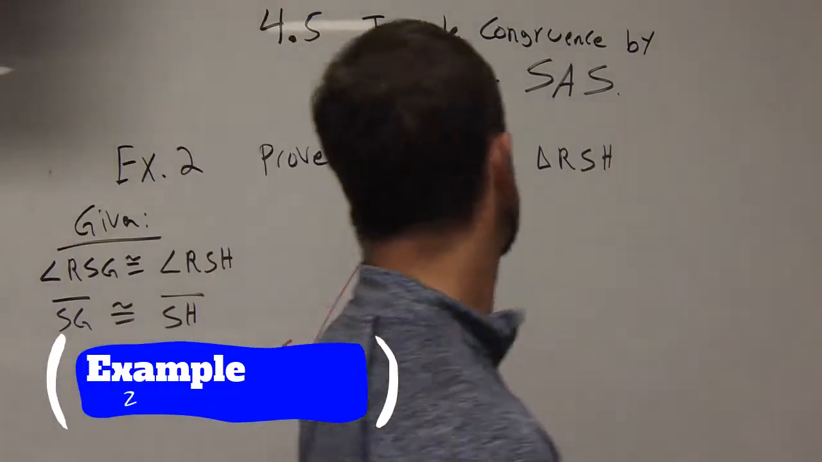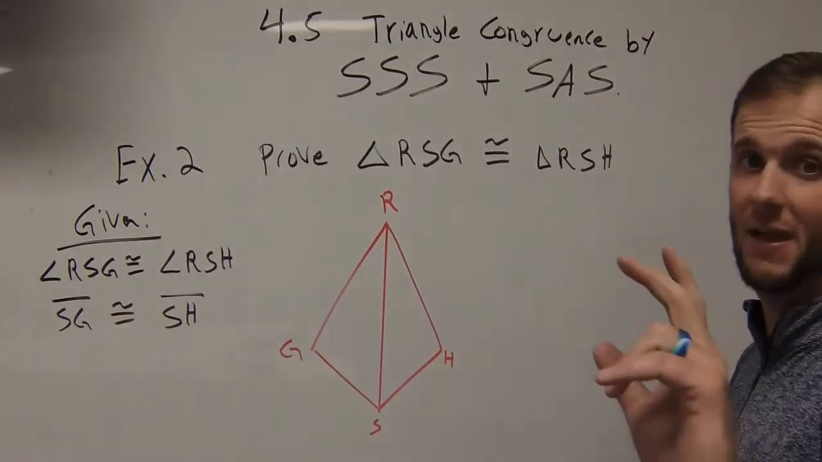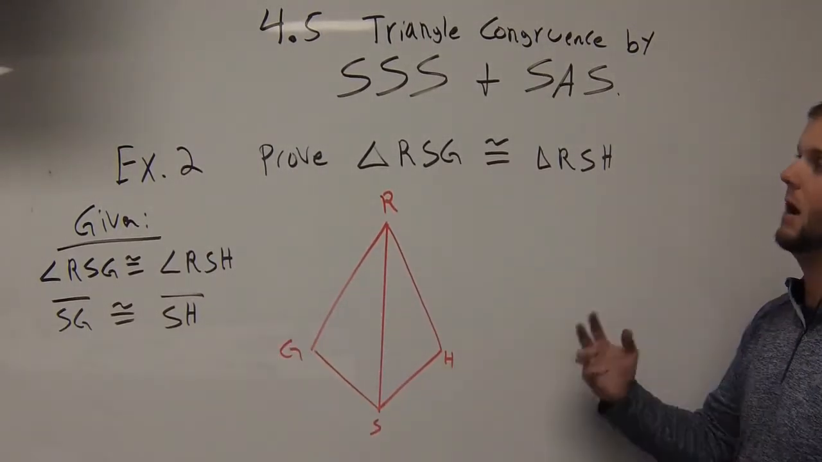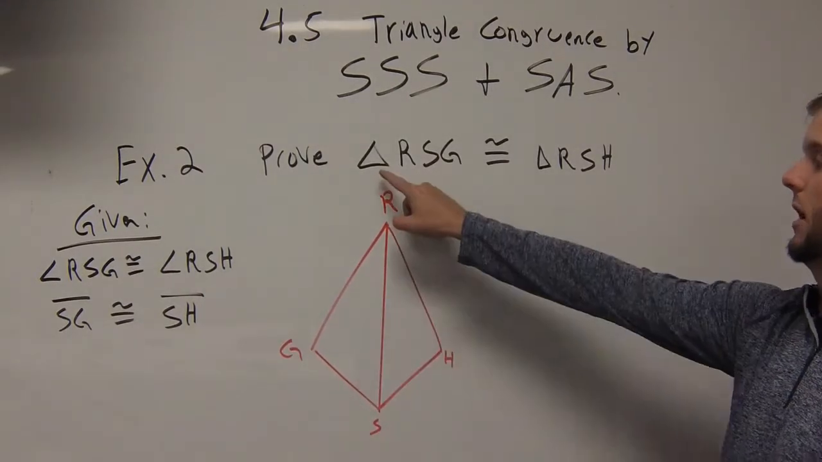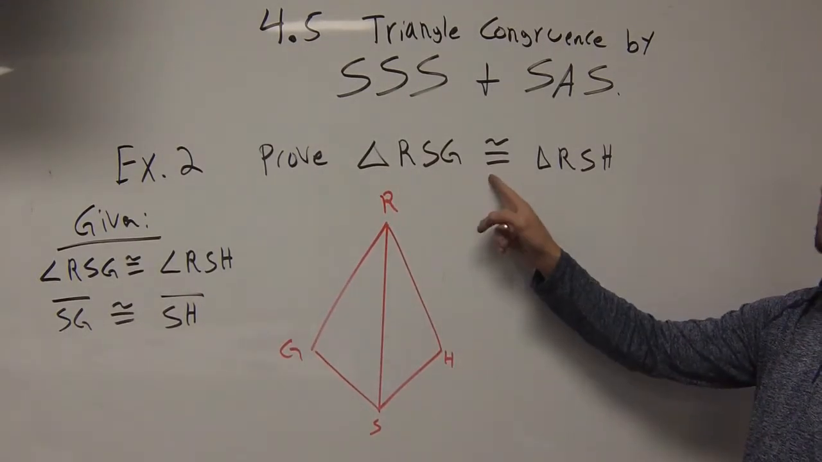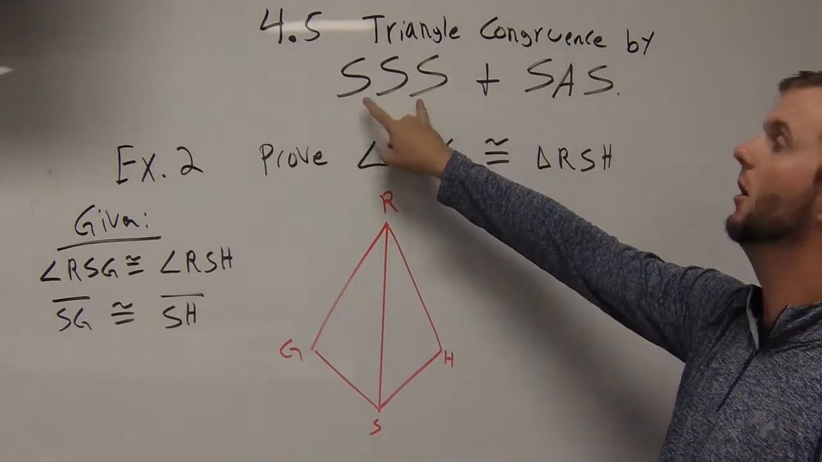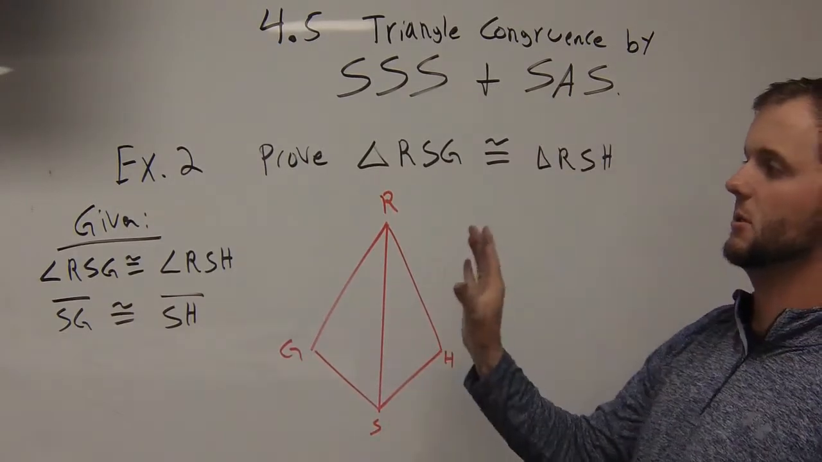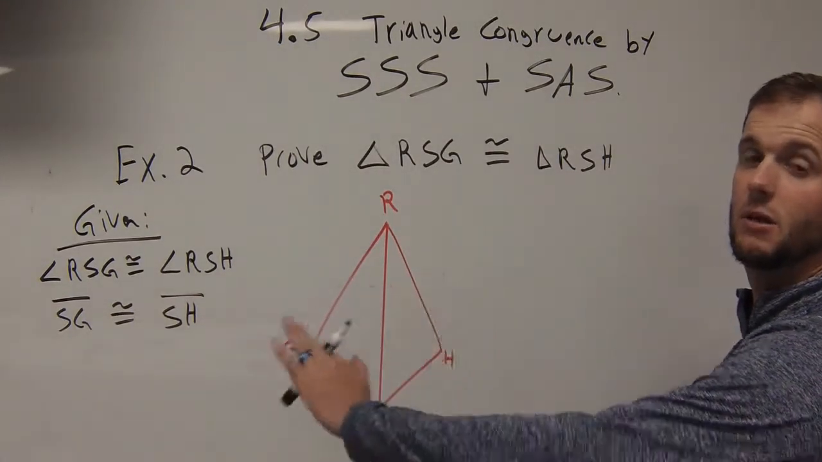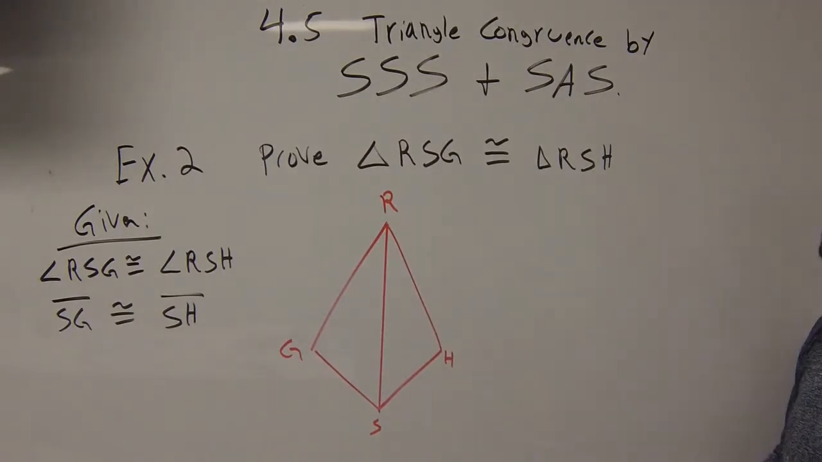All right, ladies and gentlemen, for my second example, I'm going to do pretty much the same thing I did in example number one. I need to prove that triangle RSG is congruent to triangle RSH by either side, side, side, or side, angle, side. There's going to be some information that's given, and you need to use that information to try and prove that these are congruent. So let's look at this.